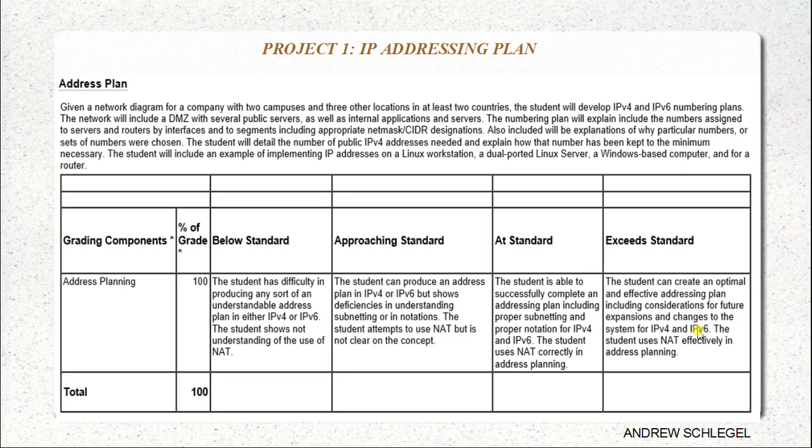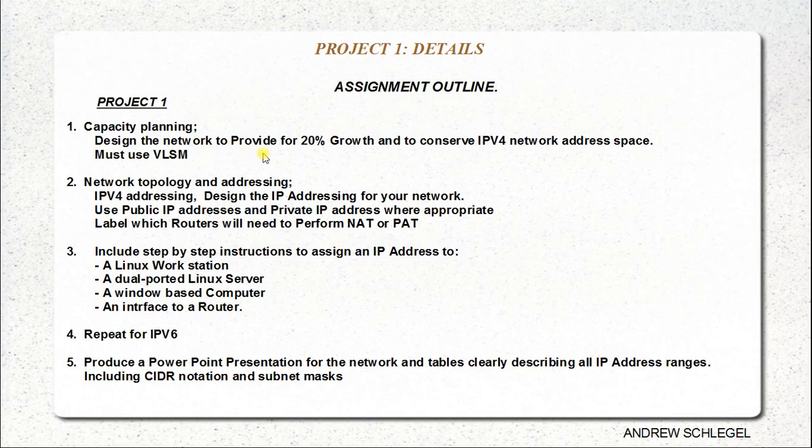Okay, so here's the outline of the project. Basically, we're going to design the network to provide for 20% growth to conserve network IPv4 address space. So this means you must use variable length subnet masking. For example, if you have 100 computers, you're going to need 120 IP addresses because that's the 20% growth. And then you're going to choose the minimum subnet block that is required to meet that requirement. So that would be the 128 subnet block. Okay, so you get that.